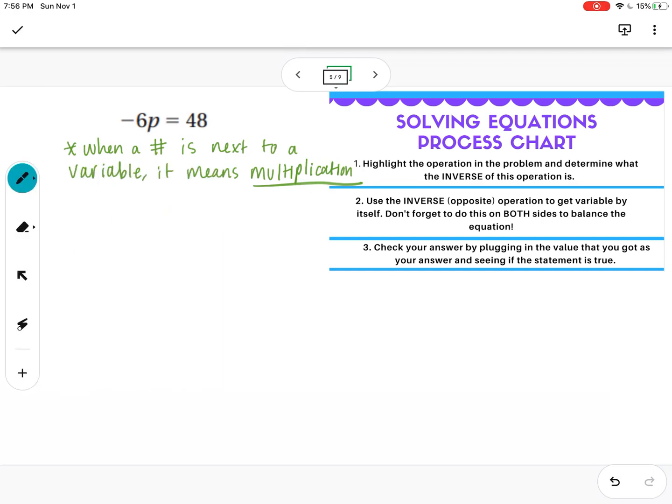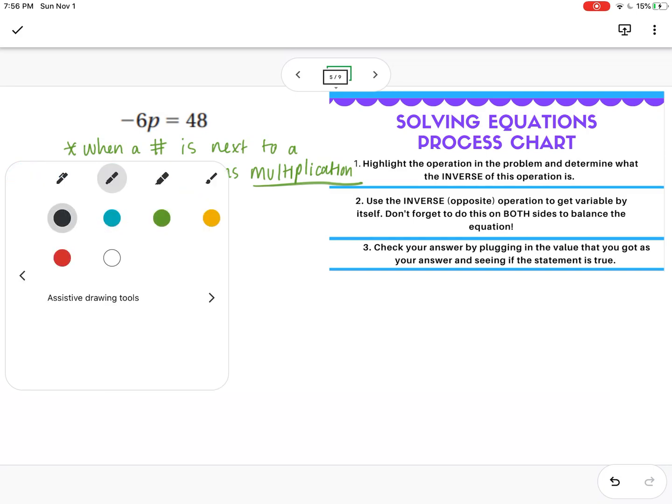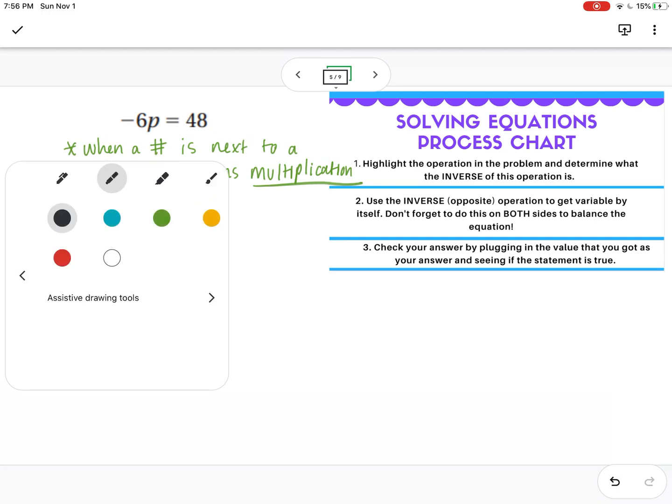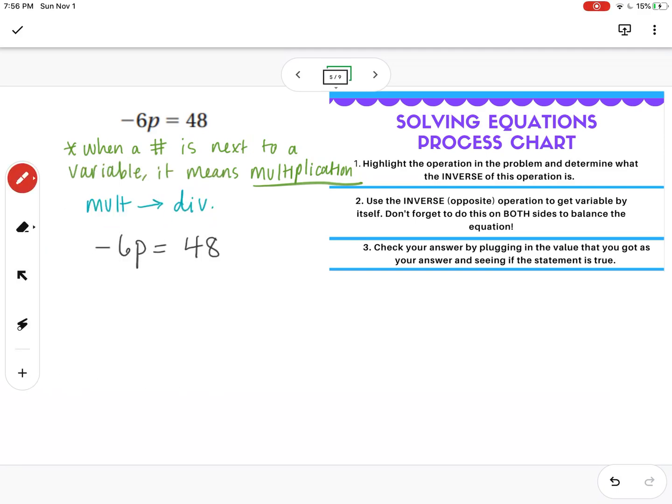So I am going to show multiplication, and I'm just going to start abbreviating. The inverse of multiplication is division. So let's go ahead and map this out again. Negative 6p equals 48. And I show these in a particular way when I'm doing it because it works that way in my brain. If it works a different way in your brain, you can do that as well. But anytime it's division, I always just put it over each other.